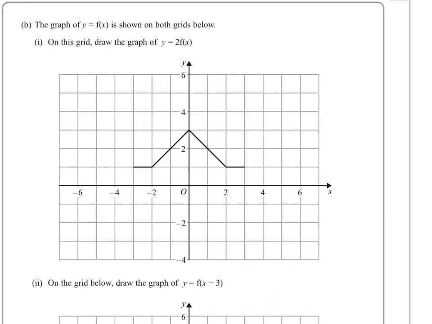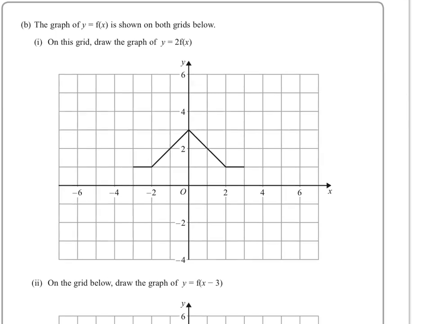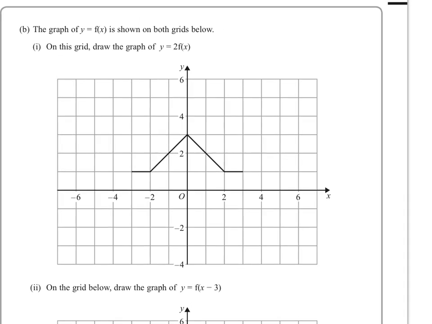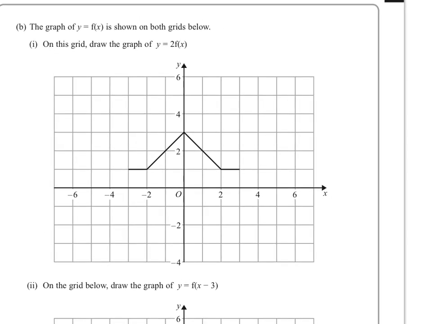It says for part B, the graph of y equals f of x is shown on both grids below. So there's two different ones here. So there's this part and there's this part. It says on this grid, draw the graph of 2 f of x. Well, what does that mean? It means that y is now twice what it was before. So that means the y values are doubled and the x values stay the same.